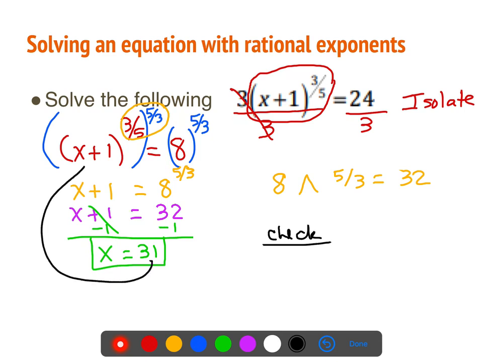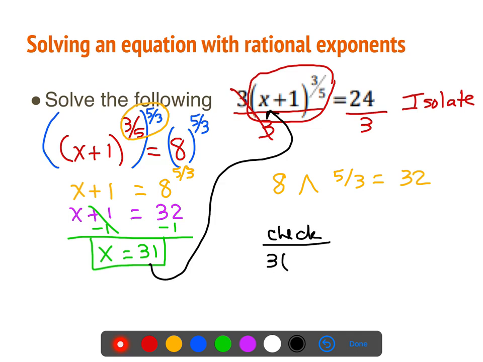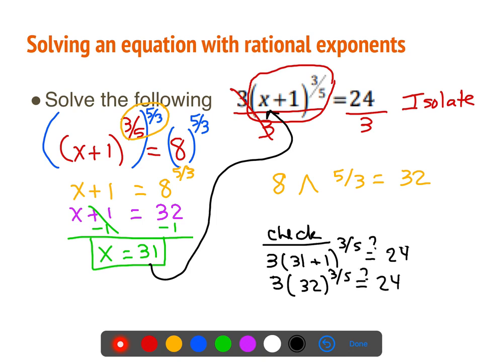Now, when I do this, I should do a check on mine to see if I have anything that's extraneous. So I'm going to do a little bit of a check. And remember, the way you check things is you plug your number, which was 31, back into your original equation where the x was. So 3, and then inside was 31 plus 1 to the 3/5, and I want to know, does that equal 24?